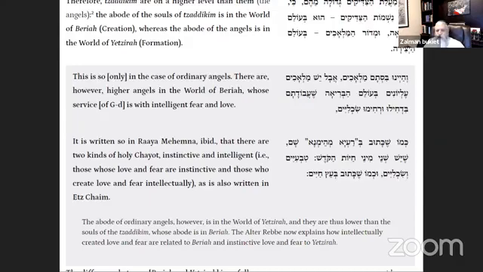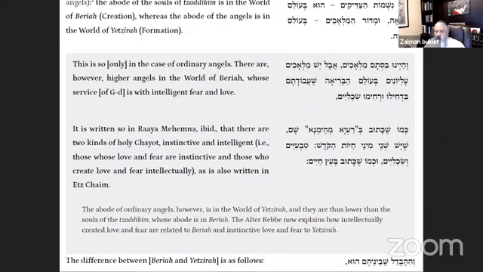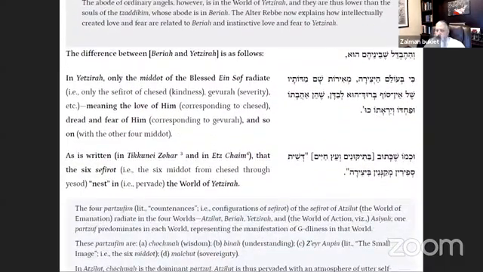The Alter Rebbe now explains how intellectual created love and fear are related to Bria, and instinctive love and fear to Yetzirah. So every entity has its abode, and the abode of the righteous, those who choose intellectually to love God, is that they have the capability to reach up to the world of Bria, the world of creation. Well, most of us don't reach up to that level. So the Alter Rebbe explains this according to Kabbalah and Chassidus.